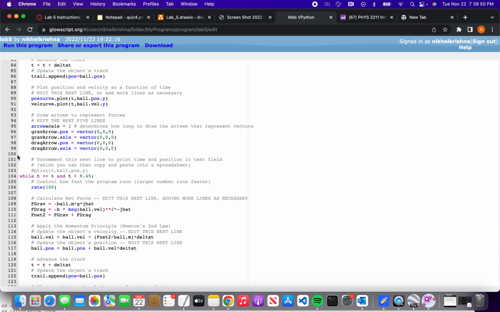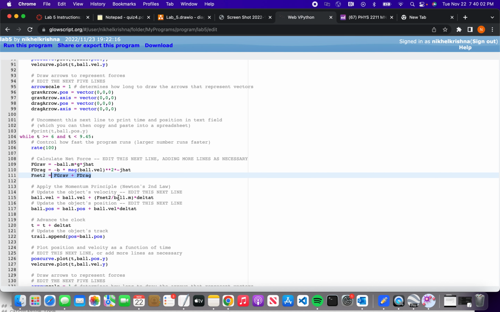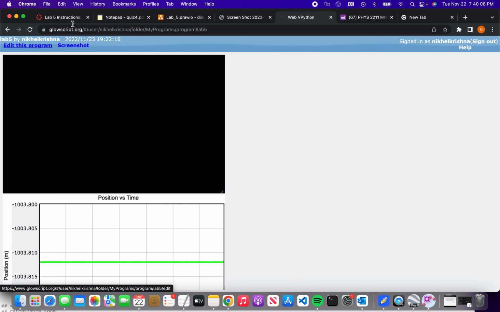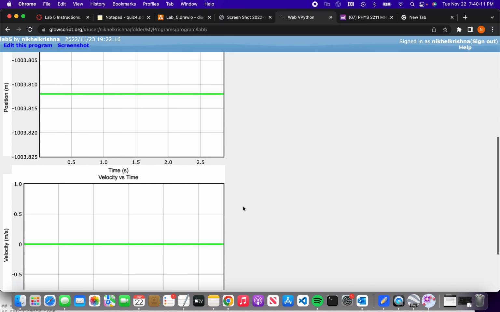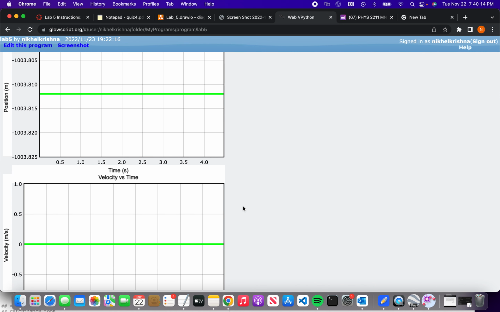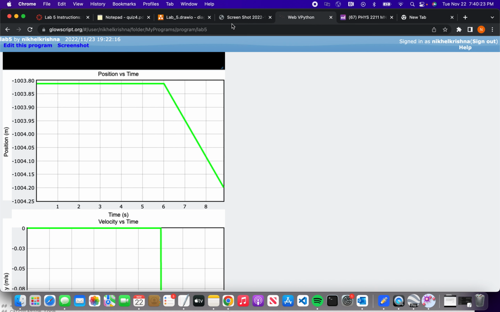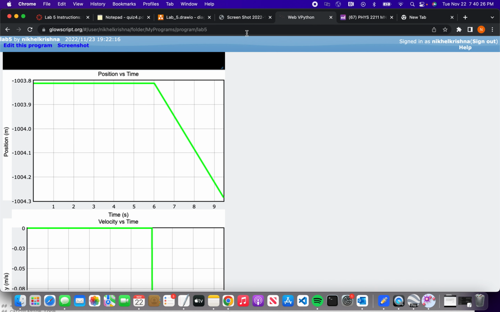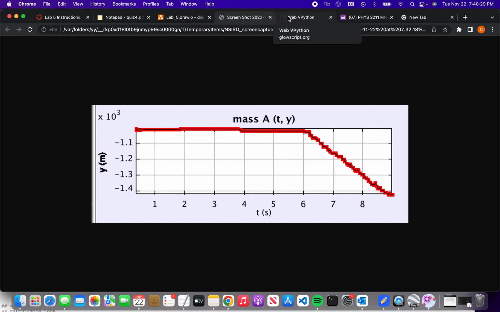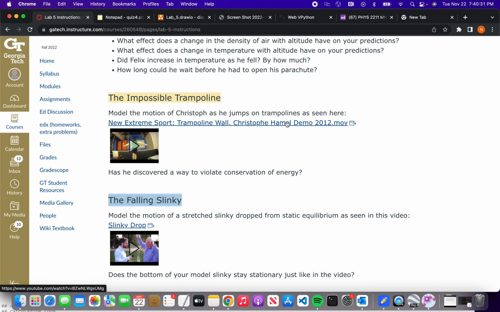But in our second while loop, where the slinky is moving as a whole, the only forces at play here are gravity and drag. And again, we update the velocity and position. When we run the program, this is a bit slow because my delta t in my GlowScript code is pretty small, but once we run it, we can see a similar pattern or a similar position change as our experiment in our model. Thank you.